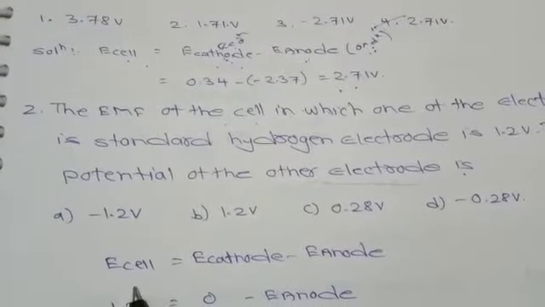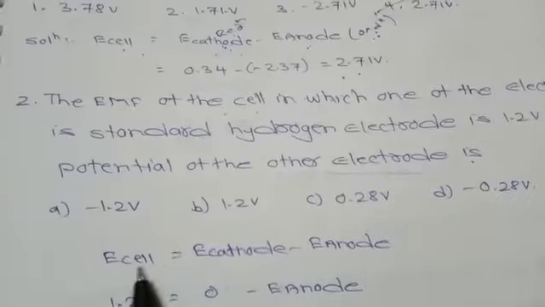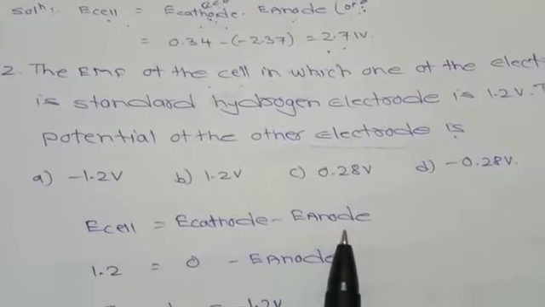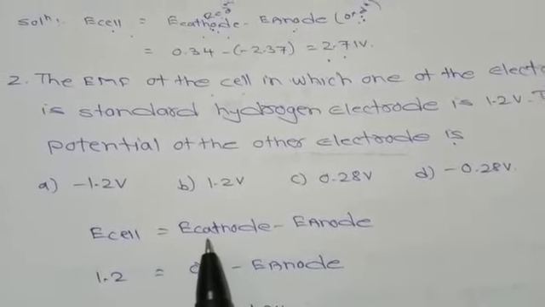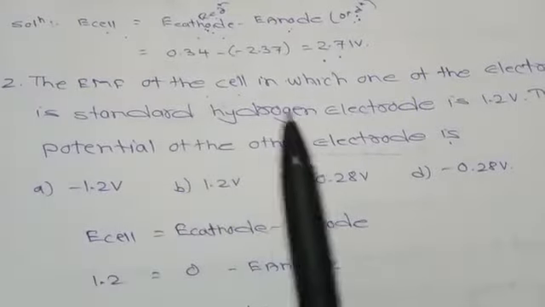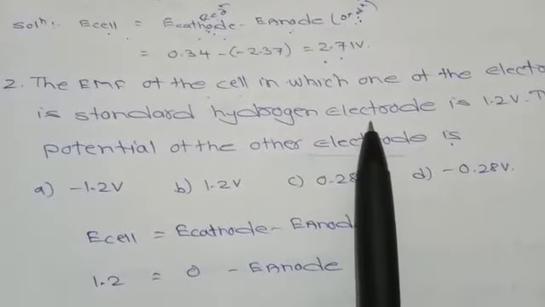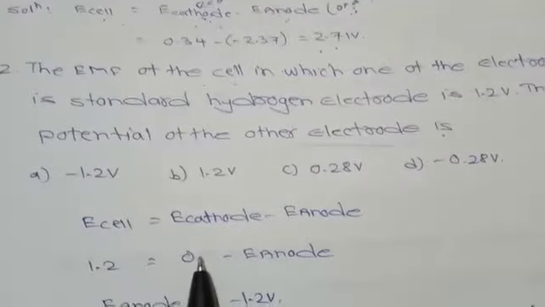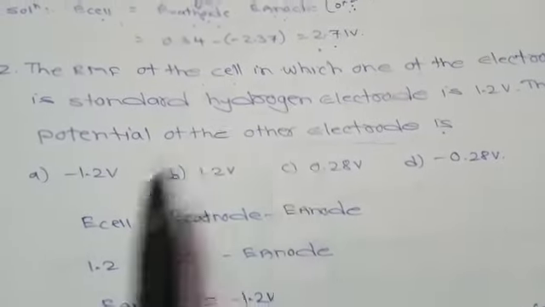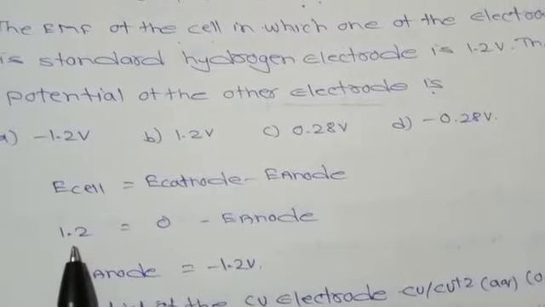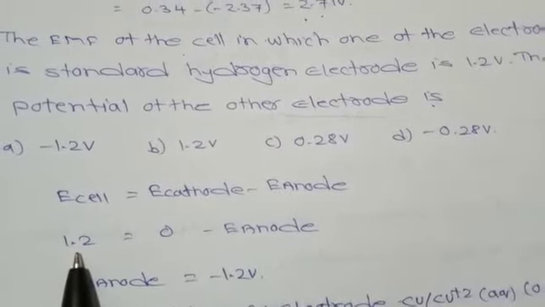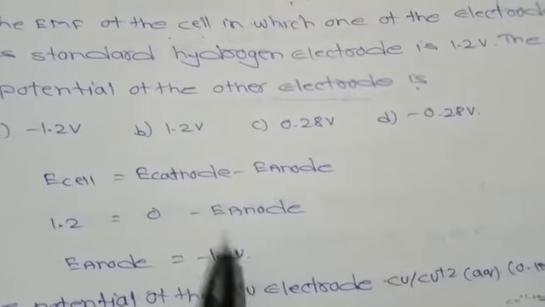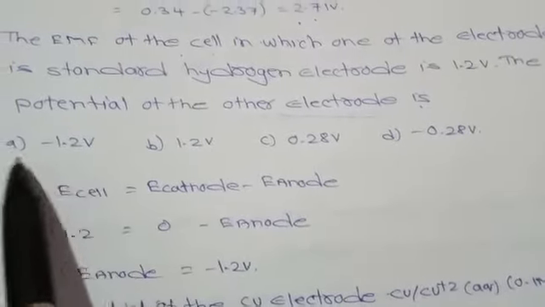So, the same previous equation: the total electrode potential of a cell is equal to the electrode potential of the cathode minus the electrode potential of the anode. Is it clear here? In this case, one electrode, that is the cathode, I am going to take as the standard hydrogen electrode. As we know, the potential of the standard hydrogen electrode is always taken to be 0 because it is a reference electrode, and the total electrode potential of the cell is given in the question as 1.2 volt. So from this relation, E anode equals minus 1.2 volt. That is your first option.